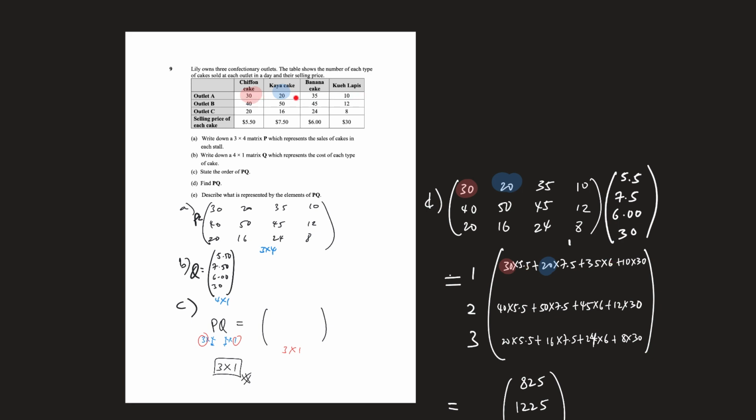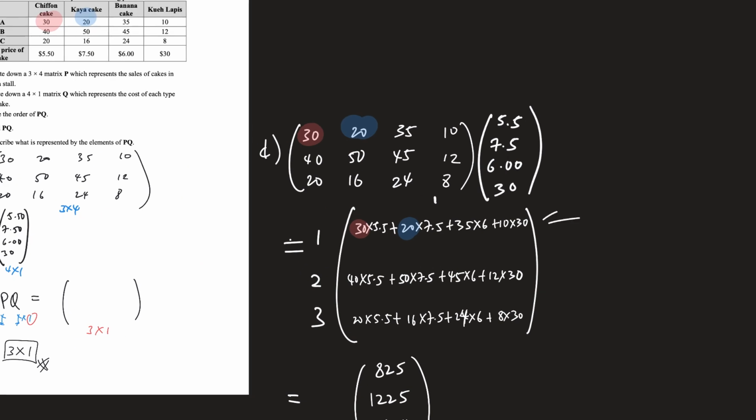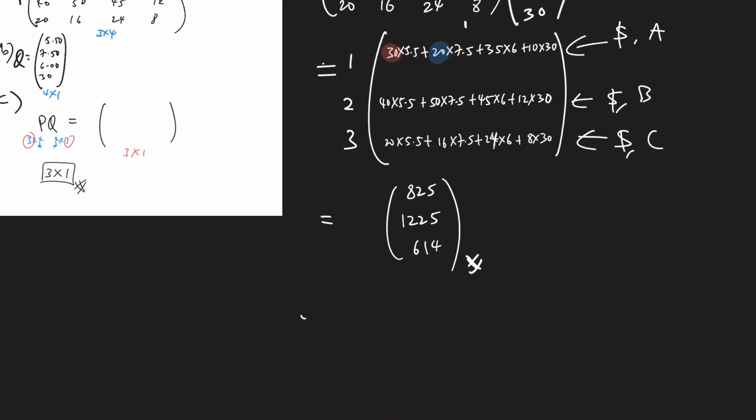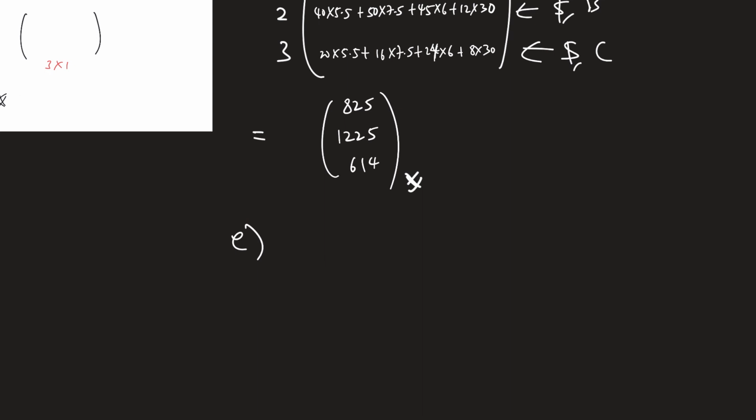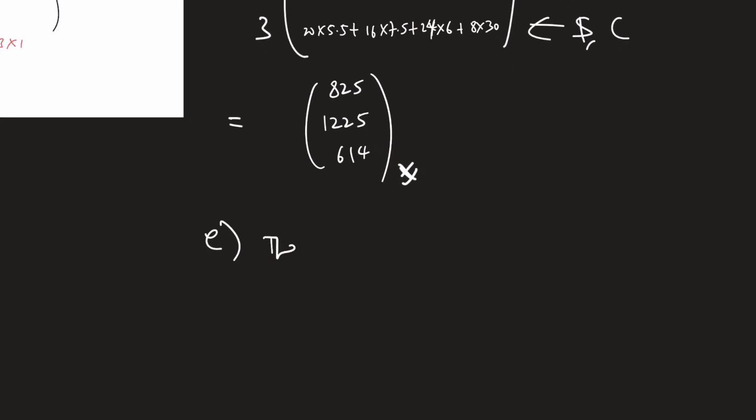And all these are from outlet A. So really, this is the total amount of money made for A, this is for B, and this is for C. So you can say the elements represent the total amount of money.